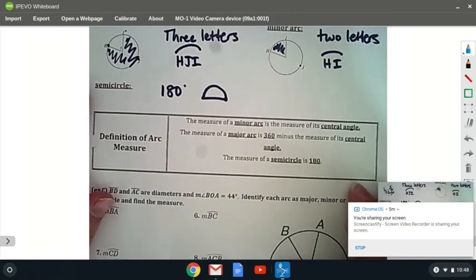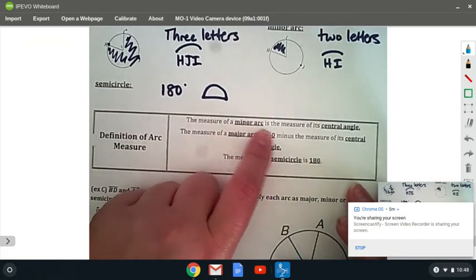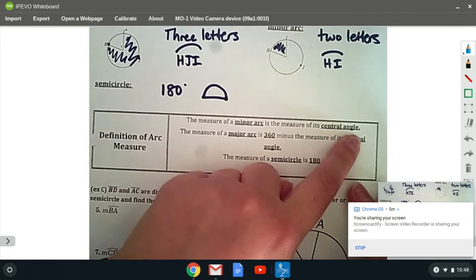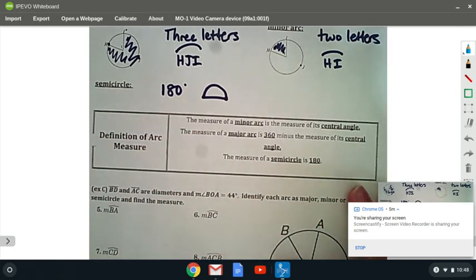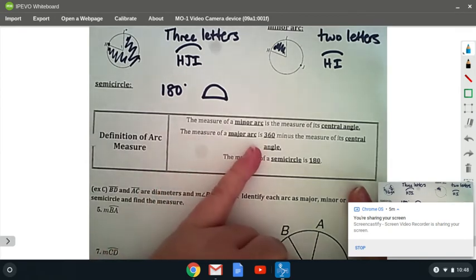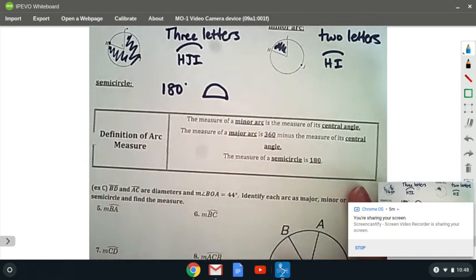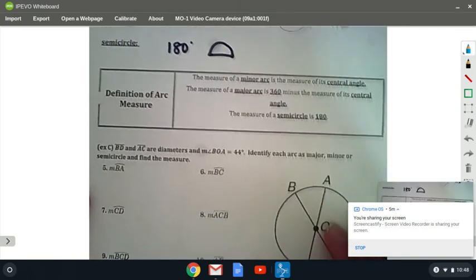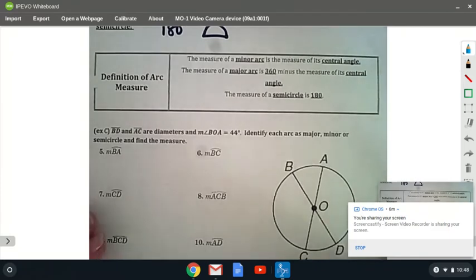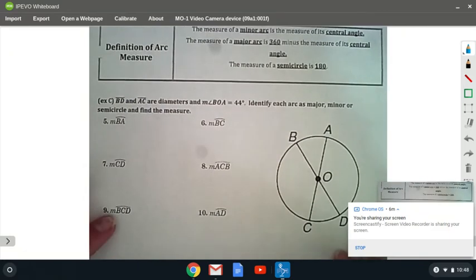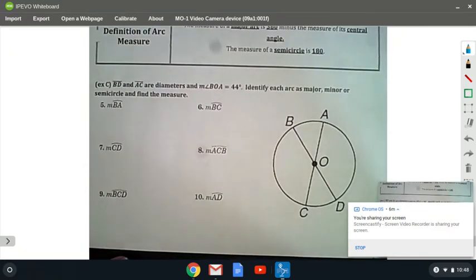The definition of arc measure: the measure of a minor arc is the measure of its central angle. We just talked about central angles. Whatever that measure is should be the same as the arc. The measure of a major arc is 360 minus the central angle. The measure of a semicircle is 180. So first, looking at this picture, we are going to dissect it and write down: is it a minor arc? Is it a major arc? Is it a semicircle?